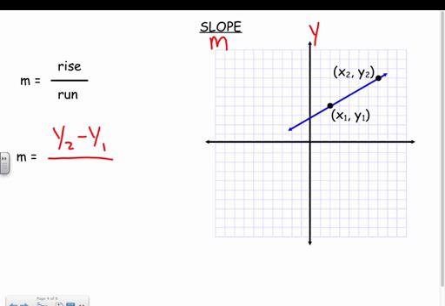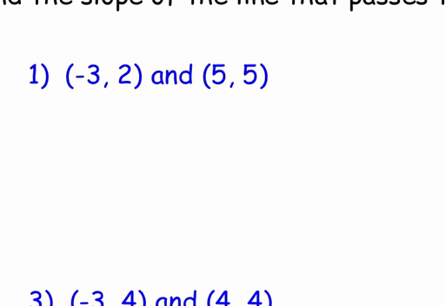So let's find some slopes here. Find the slope of the line that passes through each pair of points. It doesn't really matter which one you pick is x1, y1, and which one is x2, y2. But it does matter how you start it. So for example, let's look at number 1. If I subtract my y's on top, right? Rise over run. I'm going to put that up here again. Remember, it's rise over run. So we got y2 minus y1 over x2 minus x1.